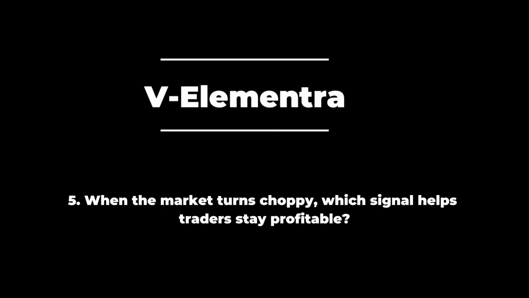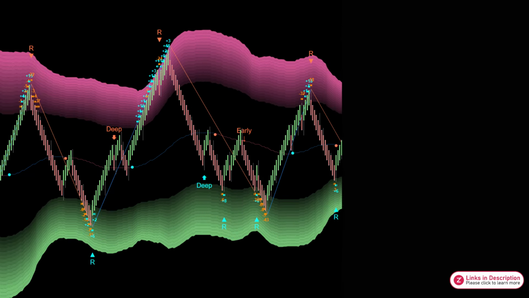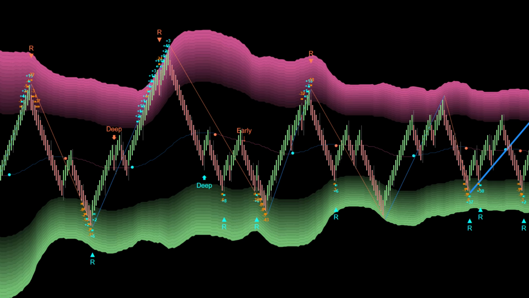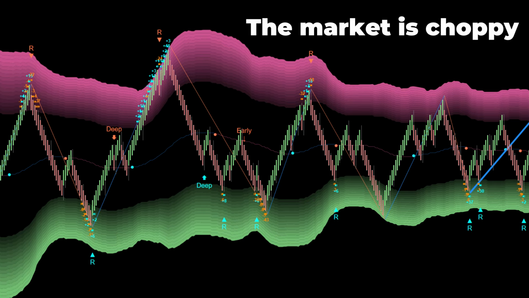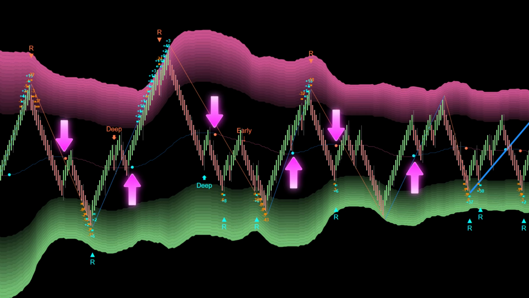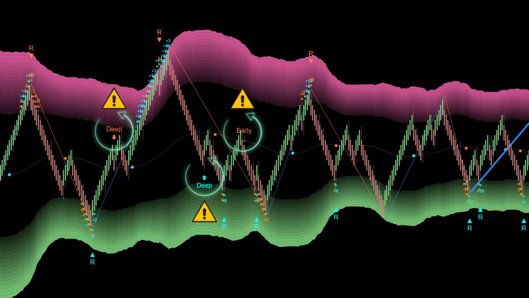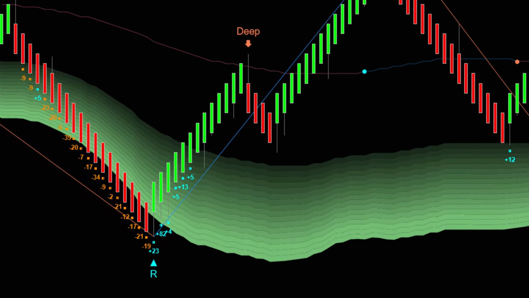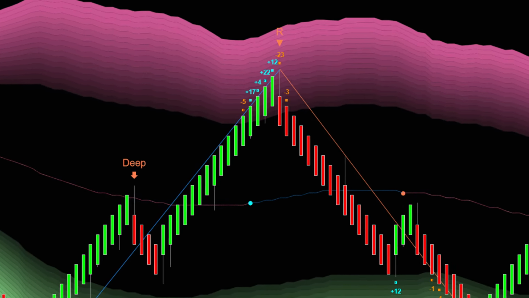5. When the market turns choppy, which signal helps traders stay profitable? When the market becomes choppy, meaning price moves within a narrow range without a clear trend, trend-following signals like early or deep tend to lose their accuracy. In these conditions, the market is often noisy and uncertain, and this is where the reversal R signal in the V-Elementra system truly shines. The R signal is triggered when volume delta divergence appears, revealing the imbalance between buying and selling pressure and signaling a potential shift in market direction.